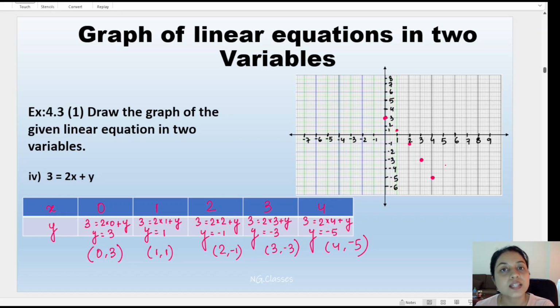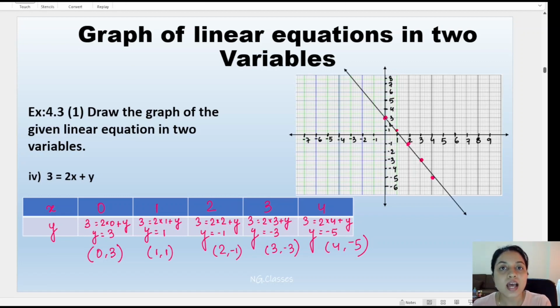Now while making the table, you can choose any number of points. It's completely up to us. And one more thing we need to be careful about is that while finding the value of y, we will choose such a value of x which will give an integer as a value of y, which will be easier to locate on the coordinate axis. Now let's join these dots.